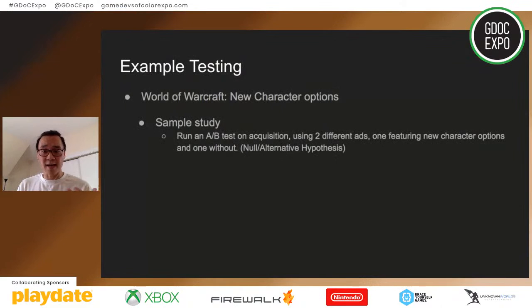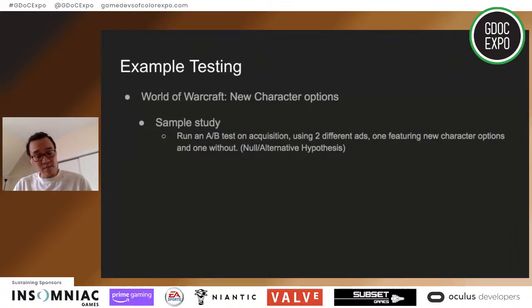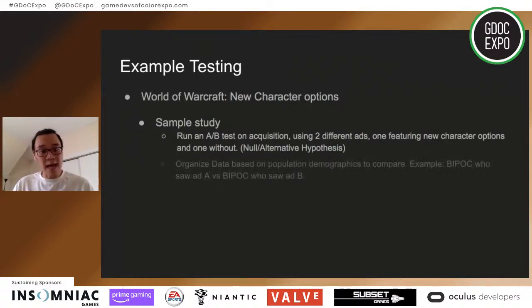Let's do 2 different ads, one that's a representative character and one that isn't, because we know WoW hasn't really been exactly fully representative. So now we've got a null hypothesis, something that looks like what we've done before, and something that's brand new. And then we could do an ad buy and organize the data based off the population demographics. For example, the people who saw ad A and the people who saw the new ad.